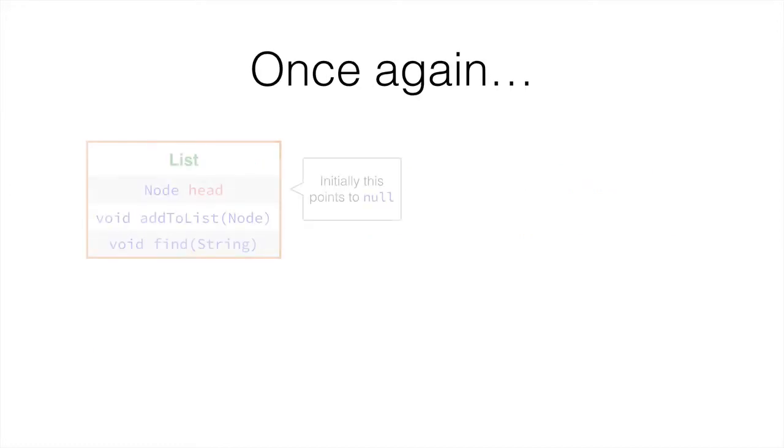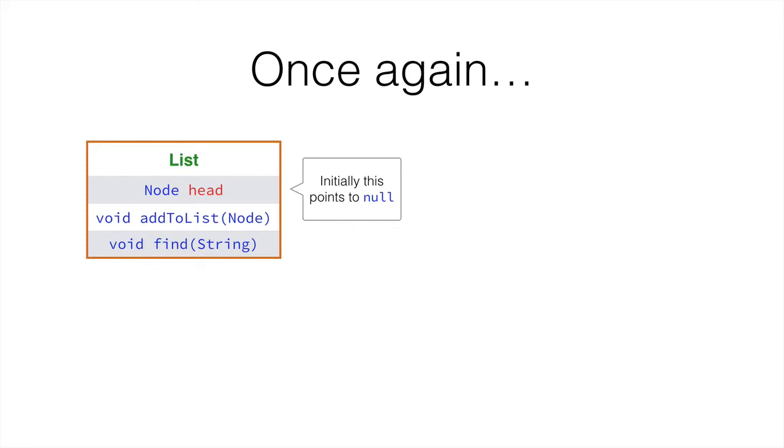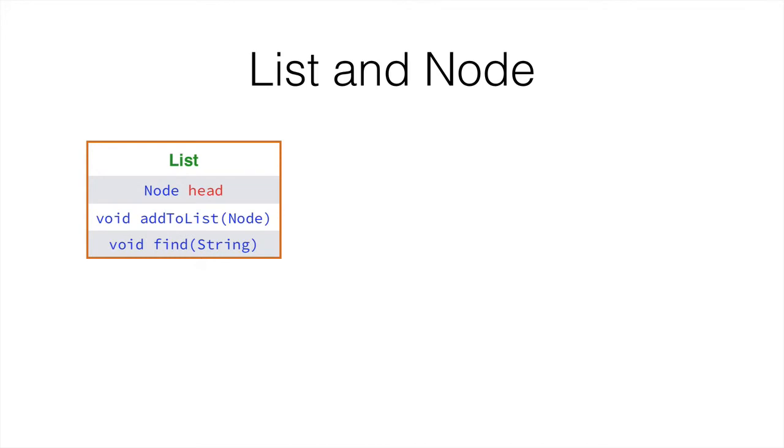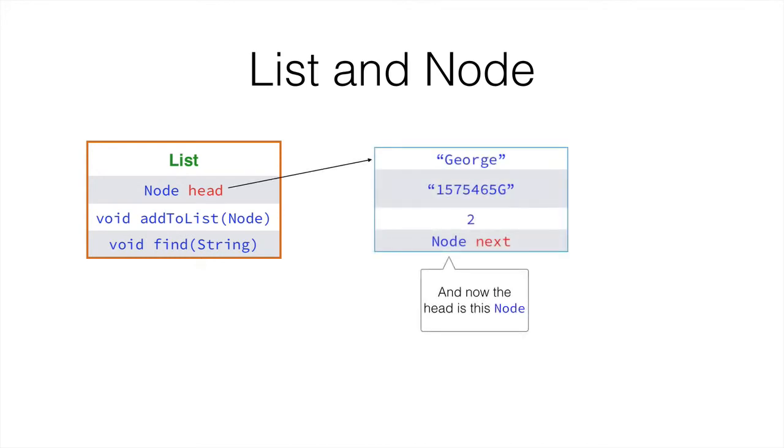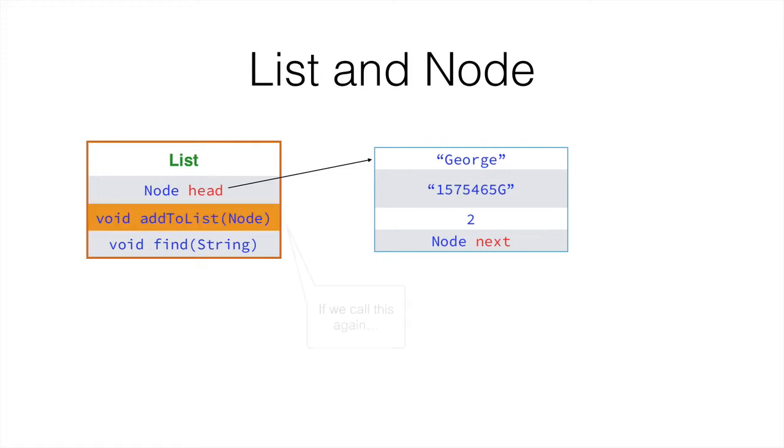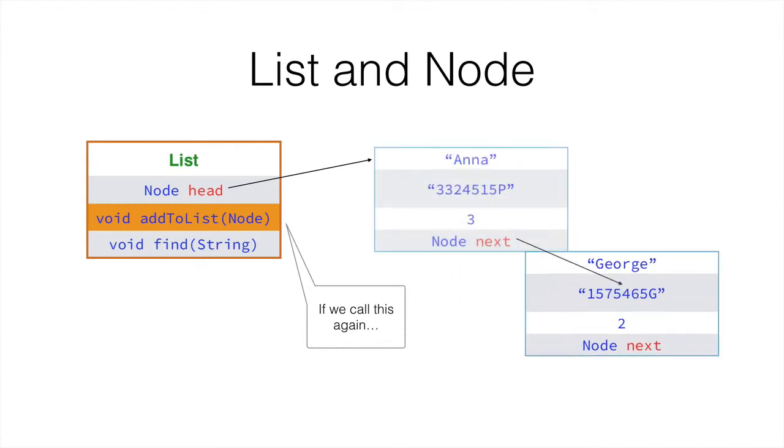Once again, we have our list. The head initially points to null. Then we have our two methods, add_to_list, which takes a node as a parameter, and find, which takes a string as a parameter. We call the add_to_list method, and this creates our new first node. Head, which pointed to null before, now points to the newest node. And then we call this method again. What is going to happen is that we're going to make the new node we're going to add point to the current head, and then we're going to change the head to be equal to the new node, like so.